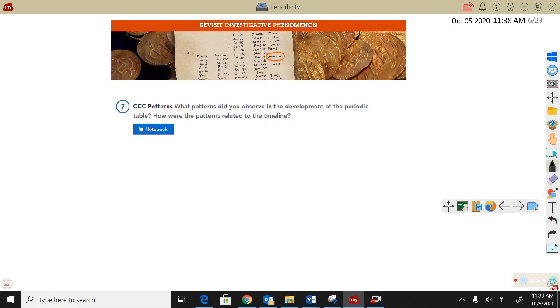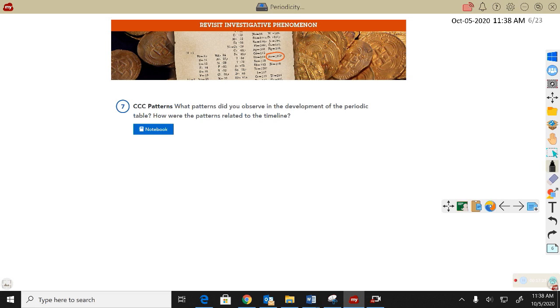And then finally, that brings us to nearly the end of this section. Number 7, lots about patterns. What patterns did you observe in the development of the periodic table? How were the patterns related to the timeline? And so I think obviously we could say that there are patterns in mass, there are patterns in atomic number, there are patterns in properties. The periodic table is obsessed with patterns. How are the patterns related to the timeline?